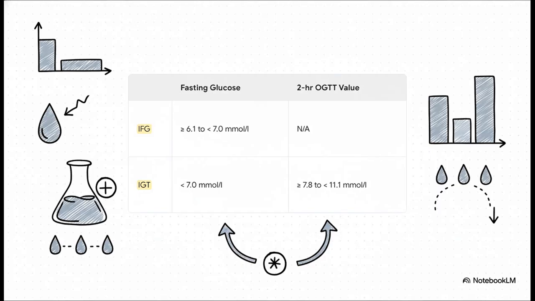This table really sums up the difference nicely. You can see IFG is all about that fasting glucose, right there in the 6.1 to 6.9 range. IGT, however, is all about how the body responds to that glucose challenge. And it's important to know, a patient can have one, the other, or even both.